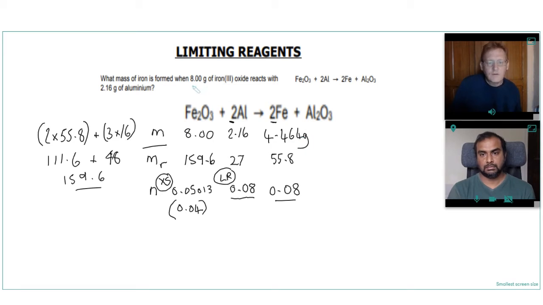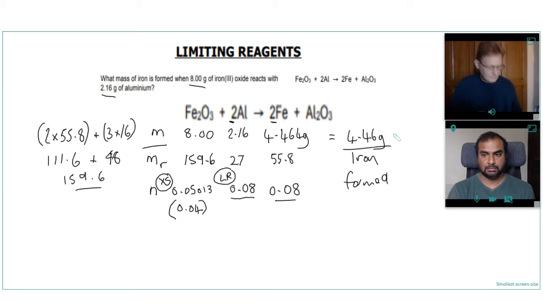grams. If I have a look at the question, we've got 3 significant figures, so we would say we would form 4.46 grams of iron. And that's it. That's how we work out the limiting reagent and how we work out the mass of iron formed.